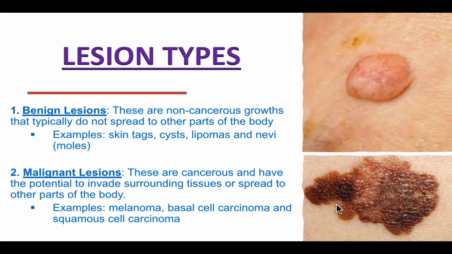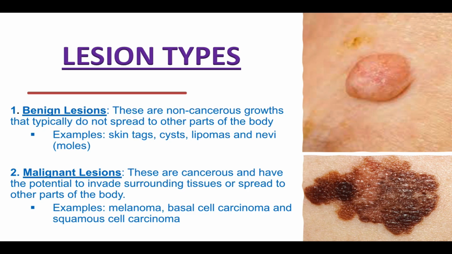On the other hand, we have malignant lesions. These are cancerous lesions that have the potential to invade surrounding tissue or spread to other parts of the body. Malignant lesions are more serious and often require more intensive treatment, such as excision or additional therapies. Examples of malignant lesions include melanoma, basal cell carcinoma, and squamous cell carcinoma.